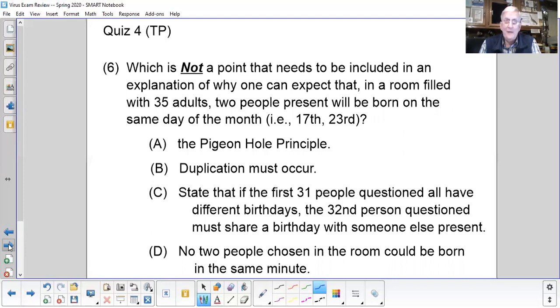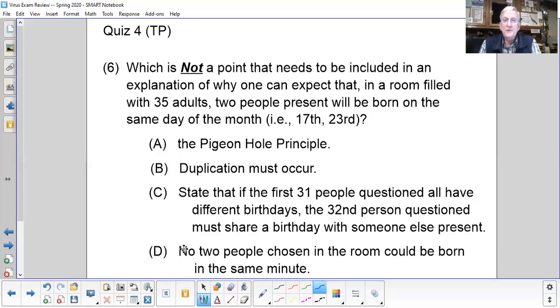Well, how about the pigeonhole principle? That's a correct point, isn't it? Will duplication have to occur if you have 35 adults in a room? There's only 31 days in a month. The longest month could only be 31 days. So what has to happen? Duplication has to occur, right?